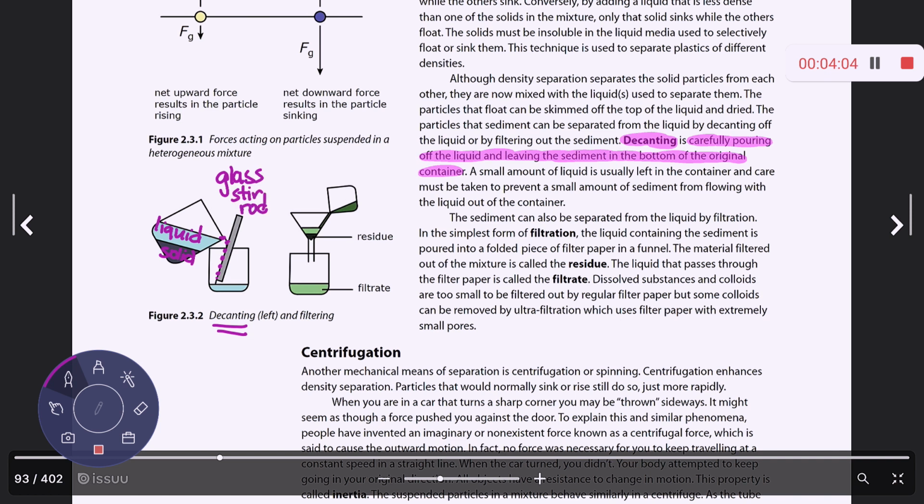And I actually have videos, little teeny tiny video clips available for all of these different types of separation methods on Canvas within chapter 2, okay?